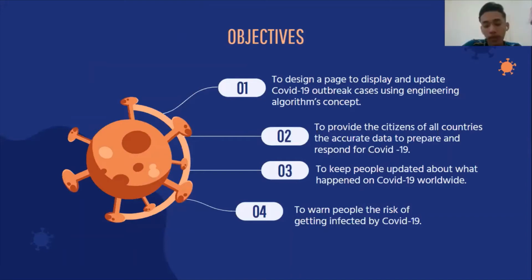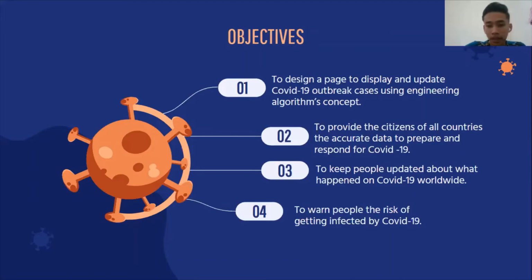I will tell about the objectives of this program. Our program is first to design a page to display and update the COVID-19 outbreak cases using engineering algorithm concepts. Second, to provide the citizens of all countries the accurate data to prepare and respond for COVID-19. Third, to keep people updated about what happened on COVID-19 worldwide.